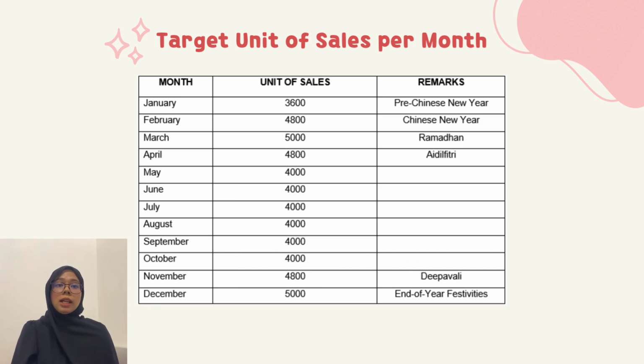In March we targeted a large increase, which is RM 5,000, as in Ramadan people tend to look for interesting-looking drinks. As for April, we only expect a slight increase, which is 4,800 ringgit, as people go back to their hometowns. For May to October, we targeted RM 4,000, which is the normal units of sale, because there are no special festivals or celebrations.